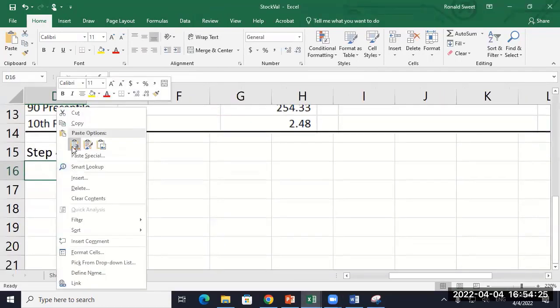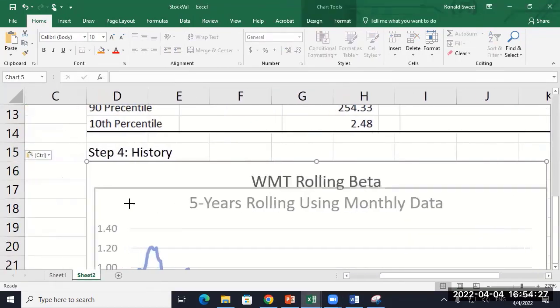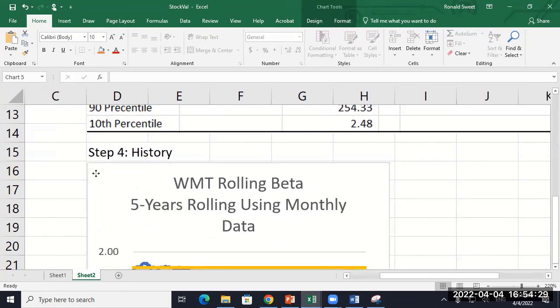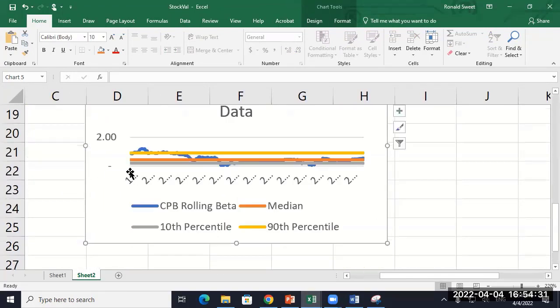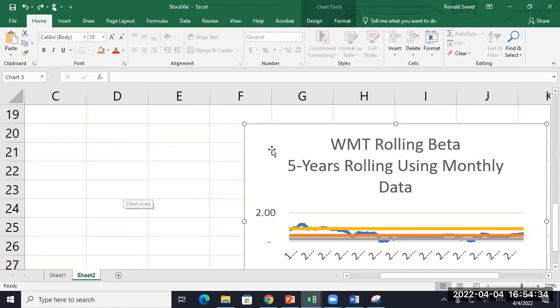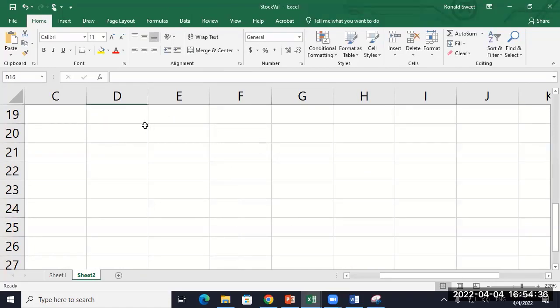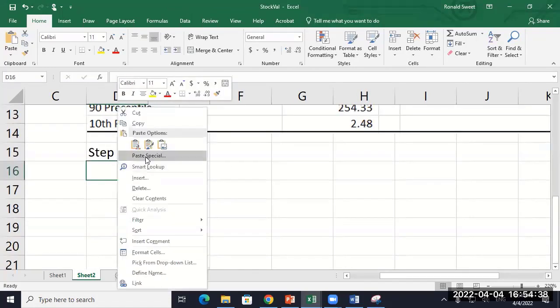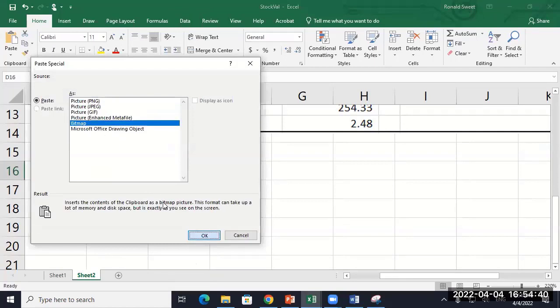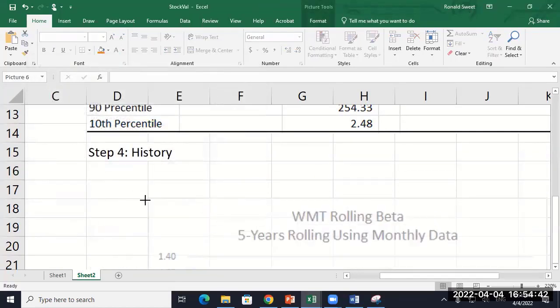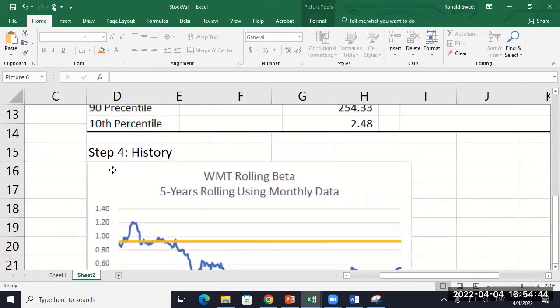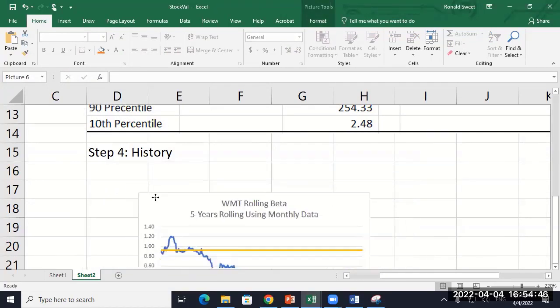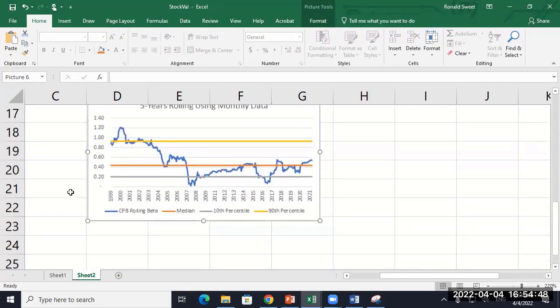So there's our history. And make sure you paste it as a bitmap. Or snip, you can just take a picture of it if you like, but do clean it up.